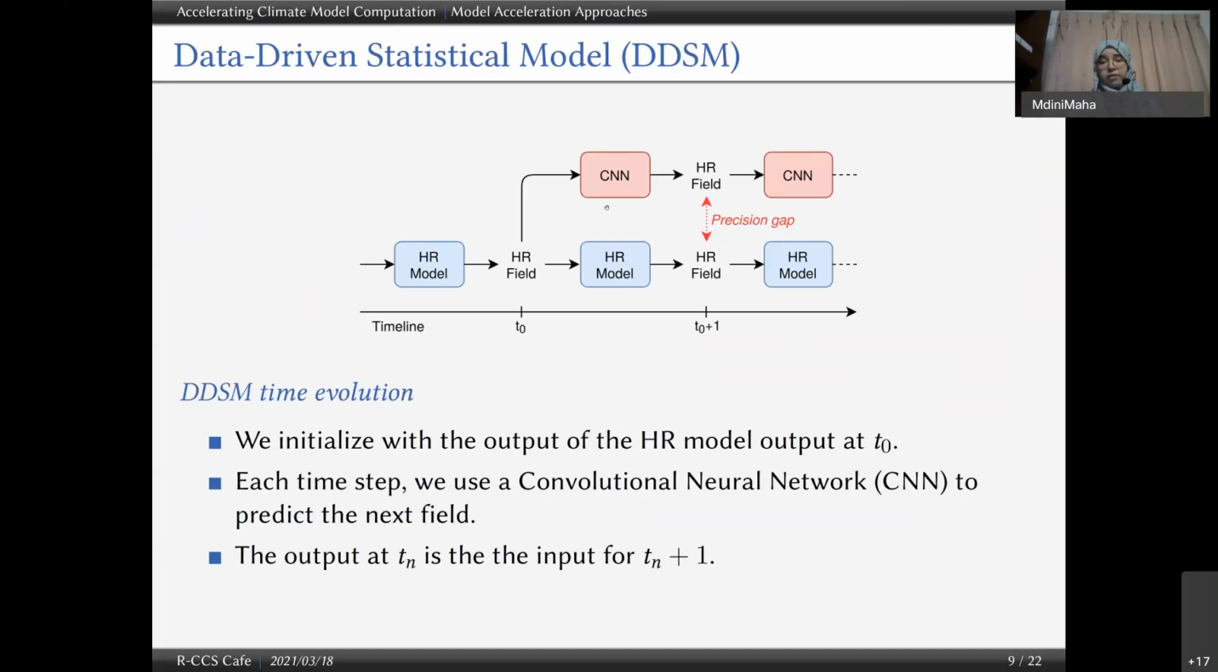Here we see that the convolutional neural network replaces completely the high resolution model. So this is the surrogate approach. No physical model at all. We are replacing it with a statistical model, which is the convolutional neural network, or CNN.